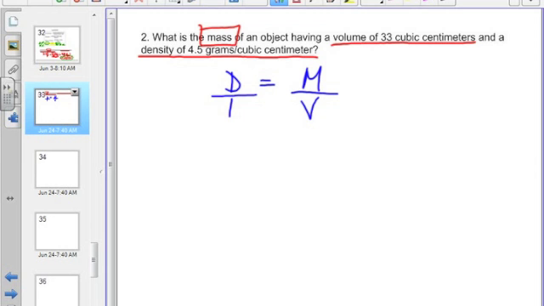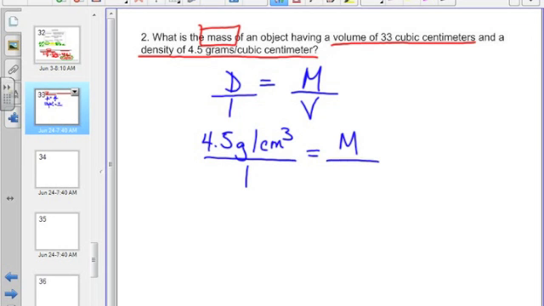So let's do it. Let's plug in what we do know. We know the density. It is 4.5 grams per cubic centimeter. That's going to be over 1. Equal sign. What's on the other side? The mass is what I'm interested in finding out. So that's going to be my unknown. My volume is 33 cubic centimeters. So I'm going to plug that in right here.